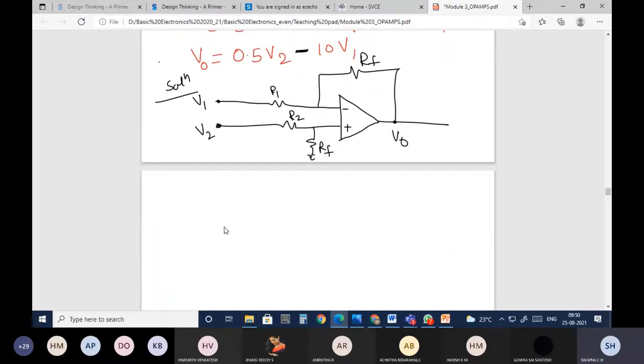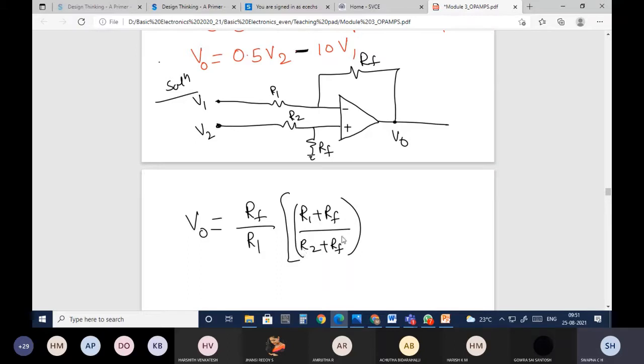For this subtractor circuit, you know the output equation. That's what I told you to remember. So V0 is equal to, I'm directly writing the equation, RF by R1 into (R1 plus RF divided by R2 plus RF) into V2 minus V1. This is the equation we have got.